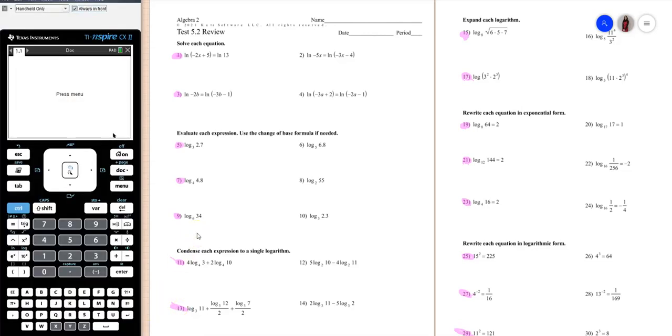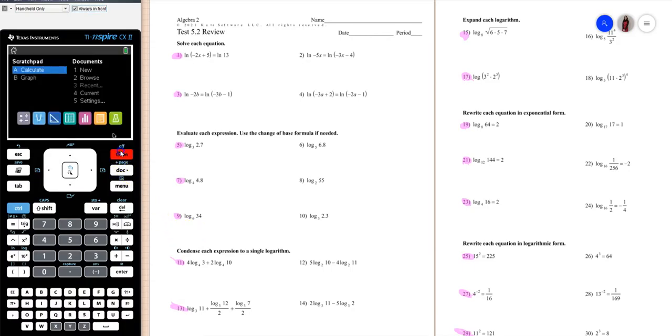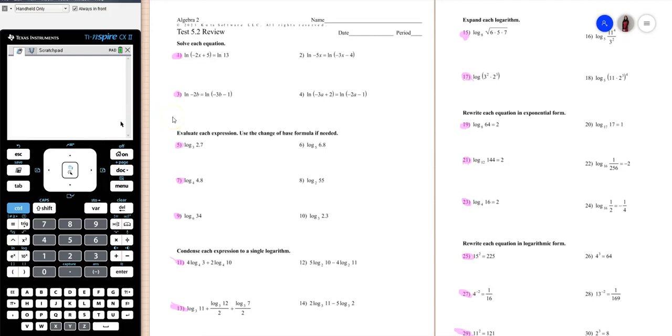Hey guys, so today I will be going over the test review for tomorrow's test. I'm going to have the calculator pulled up on the side here just so you can see, whenever we are using the calculator for the change of base formula and getting answers that aren't whole numbers, how we get those. So I'm going to start with, obviously, the first one, number 1, and we're solving the equation on these.